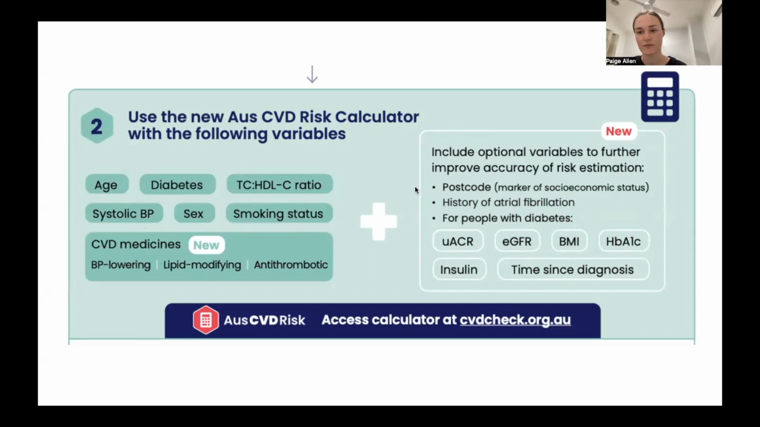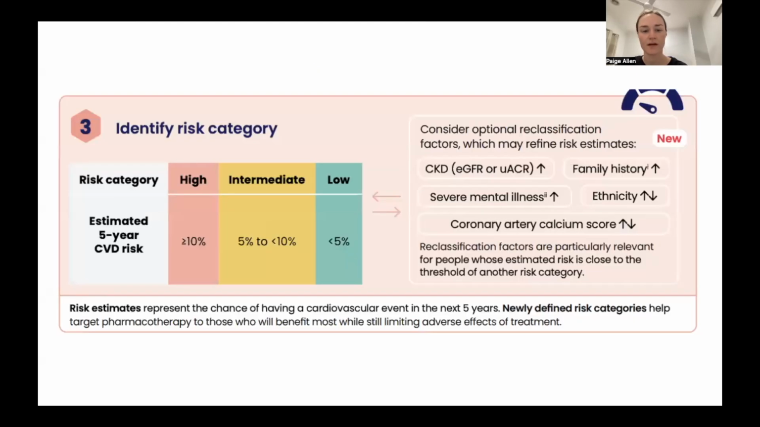So that's a good marker of socioeconomic status, which they found to be actually quite relevant. All right. And then based off that, it'll spit out to you their risk category. So high is greater than 10%, intermediate's 5 to 10, and low is less than 5. Some of the old guidelines go 5, 10, 15. But now you'll notice that high is 10 and up. So it's shifted a little bit.